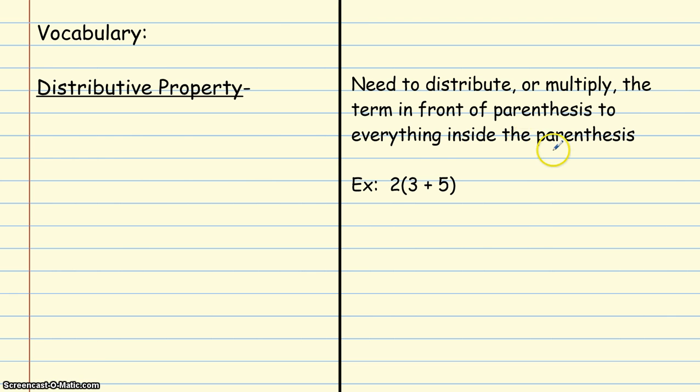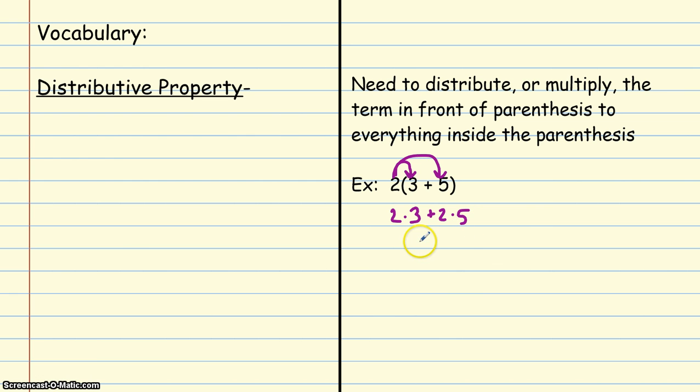So if we take this example, 2 times the quantity of 3 plus 5, the distributive property says we're going to take this number 2 and we're going to multiply it by everything inside the parentheses. So we're going to go 2 times 3, and then we're going to go 2 times a positive 5. So plus 2 times 5.